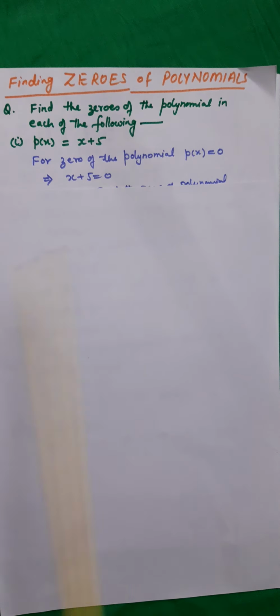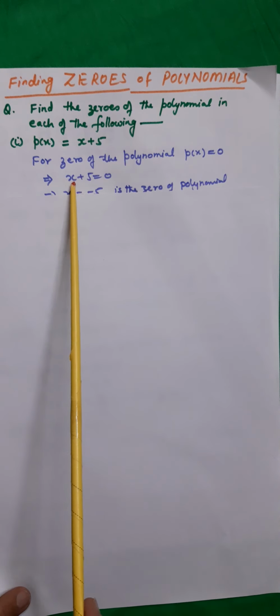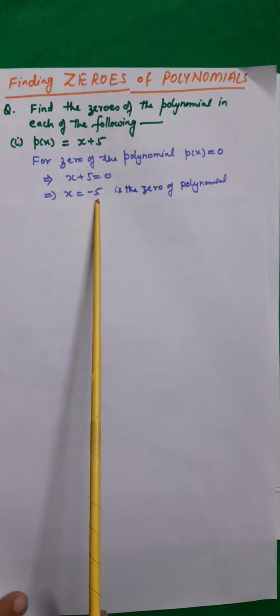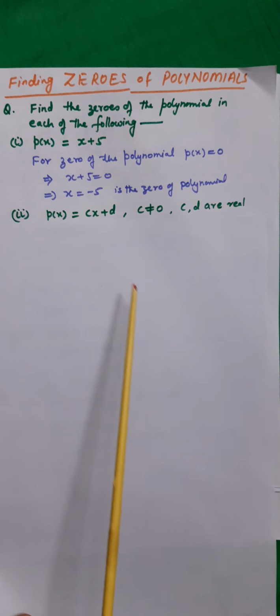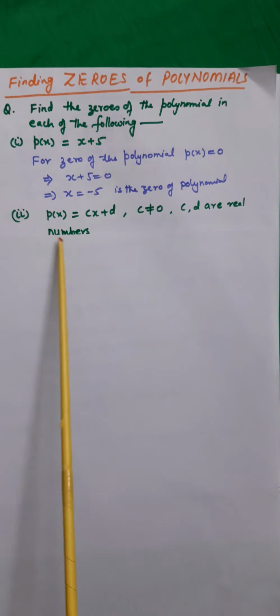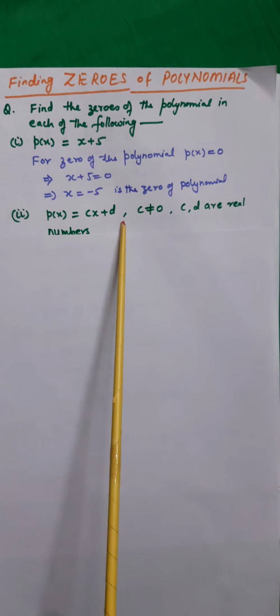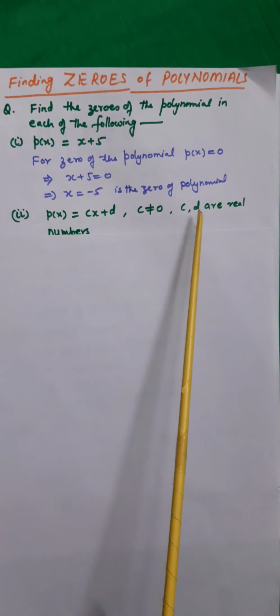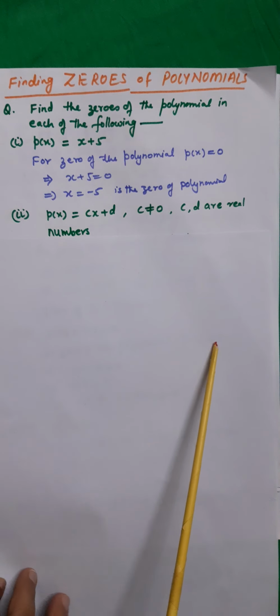For a zero of the polynomial, p(x) should be equal to 0. So this implies x + 5 = 0, which implies x = -5. This is the zero of the polynomial. Second, p(x) = cx + d, where c is not equal to 0. c and d are real numbers.